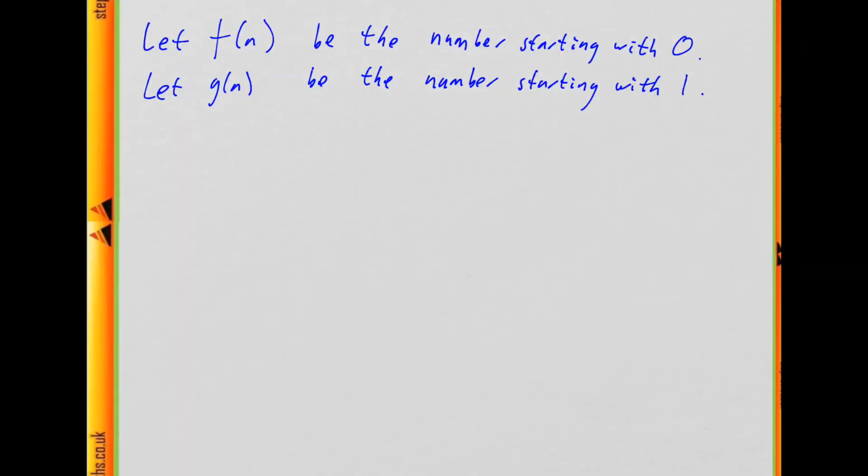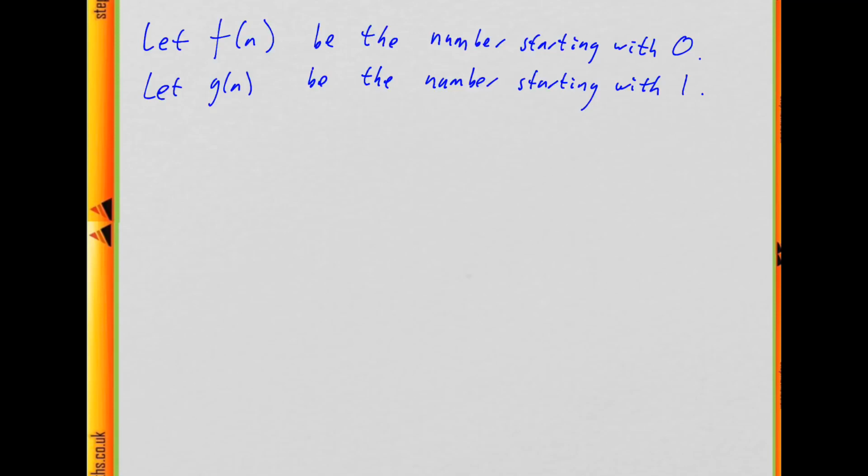Okay, so I've defined these as functions f and g. fn is the number started with 0, so the number of sequences of zeros and ones of length n without adjacent zeros, starting with 0, and gn is the same but for those starting with 1.